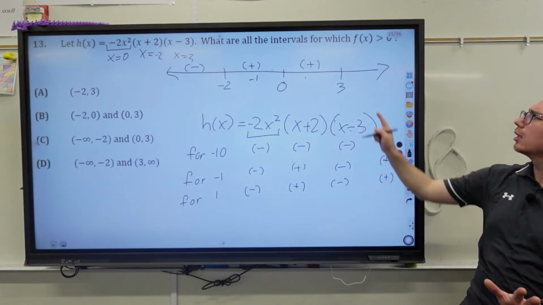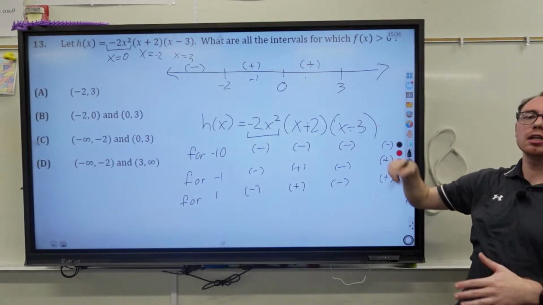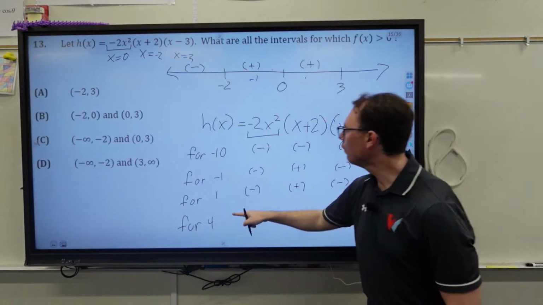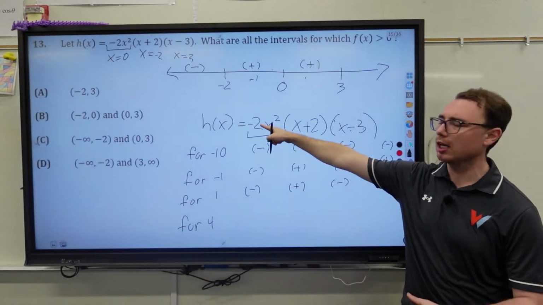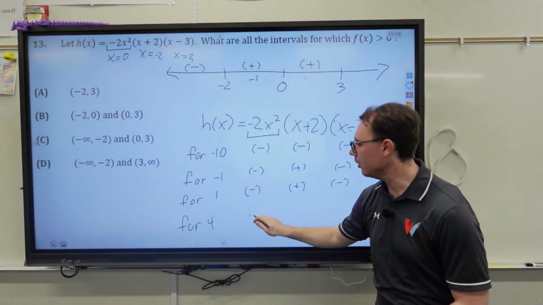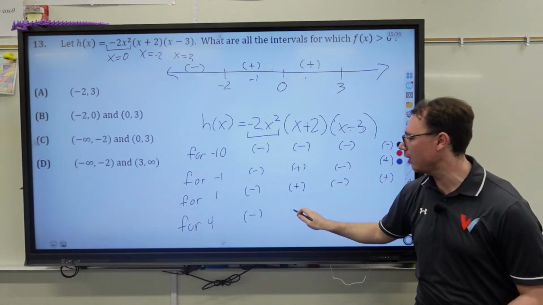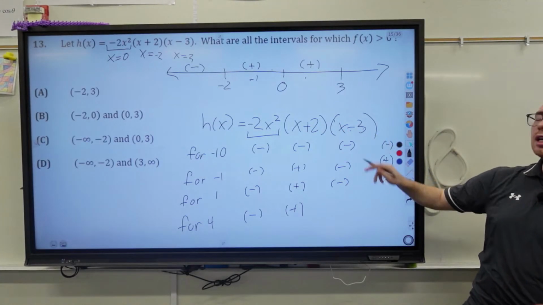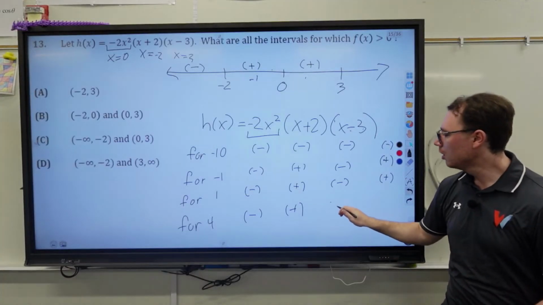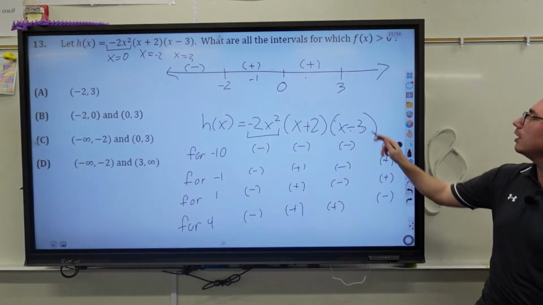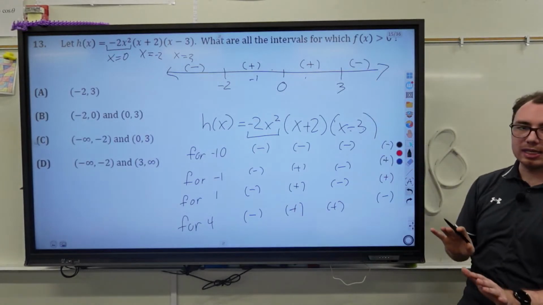Eventually, just real quick, anything past 3 here, if we plugged in 4 very quickly, 4 squared is going to have a 16 times -2 gives us a negative value. 4 plus 2 here gives us +6, so we get a positive value. 4 minus 3 here gives us another positive value. So we end up getting positive times a negative is going to be negative here. So everything past 3 is negative.